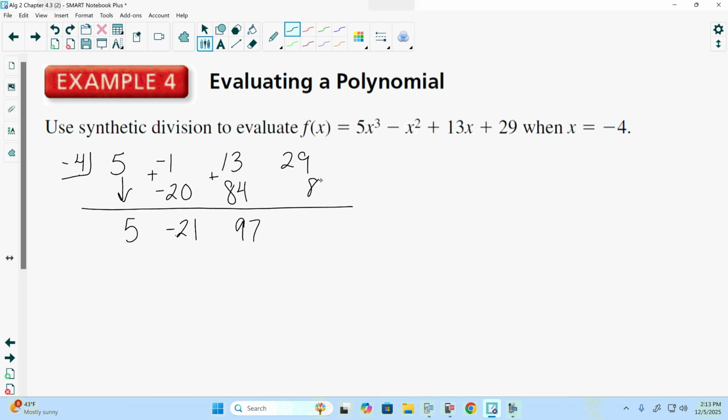8 carried with 2, 36, -388. And then we're going to add straight down. 29 plus -388 should be -359. Okay. So that's our synthetic division. We're going to stop there for now. I'm going to put a line.